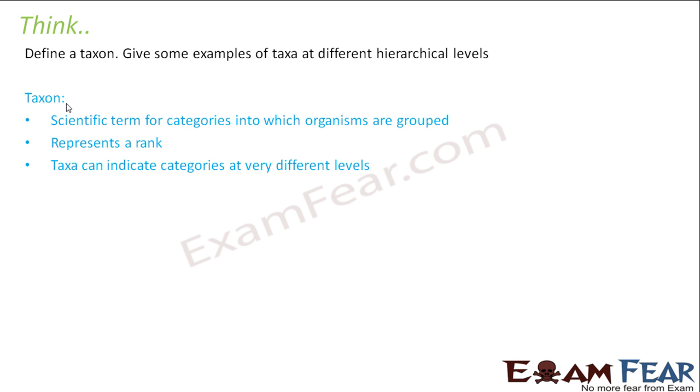Now, this category can be at a higher level. It can also be at a lower level. For example, let us talk about human beings. Let us talk about the biological classification of human beings, right? So, what is the scientific name of human beings? It is Homo sapiens. So this denotes the species to which human beings belong.